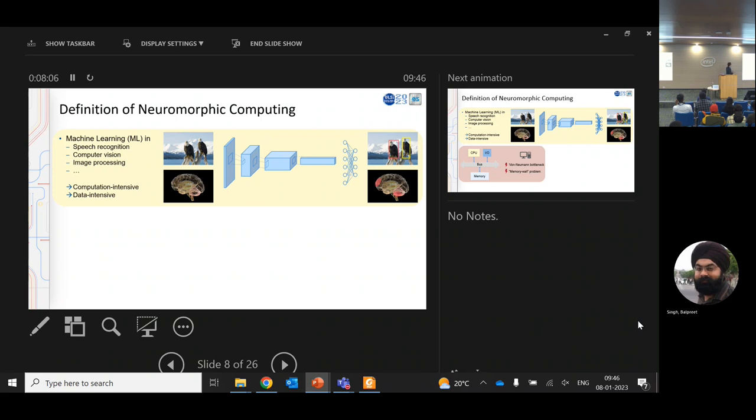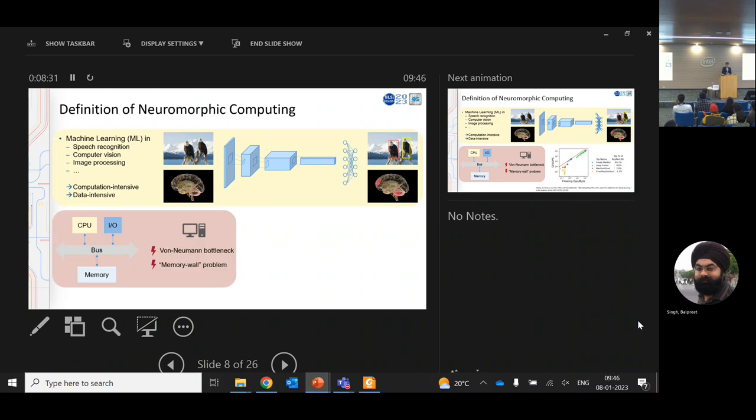So machine learning is used in speech recognition, computer vision, and image processing, everywhere nowadays. Essentially, how we are currently solving this problem from a computer perspective is with very computation-intensive workloads that need a lot of data. So basically, all these tasks are computation intensive and data intensive. And this leads to some limitations in terms of what we can do, especially in terms of power consumption.